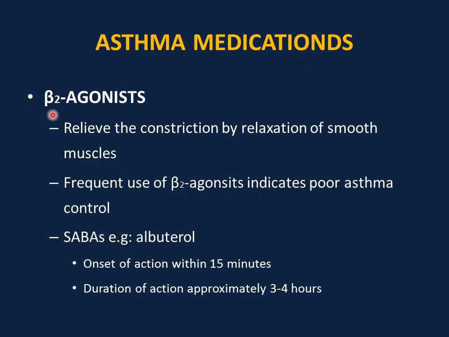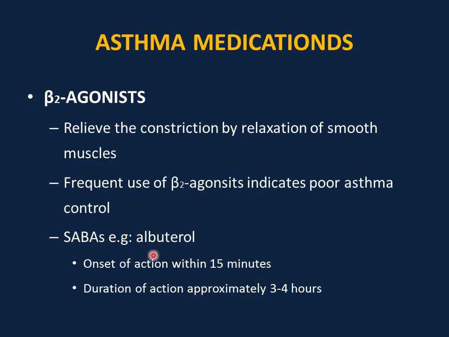Asthma medication. Beta-2 agonist relieves the constriction or bronchospasm by relaxation of smooth muscle in the bronchi and bronchioles. Frequent use of beta-2 agonist indicates poor asthma control. It is not a good sign. If the patient asks you for refills on the albuterol and not the inhaled corticosteroid, you know that this patient is not controlled and is not using the medicine correctly. Using inhaled corticosteroid to control the asthma is safer than using beta-2 agonist all the time while the patient continues to wheeze.